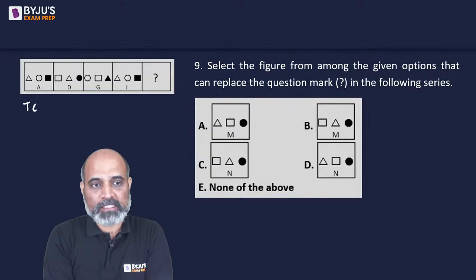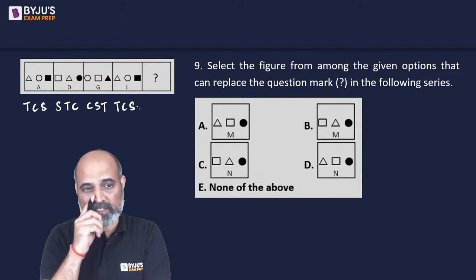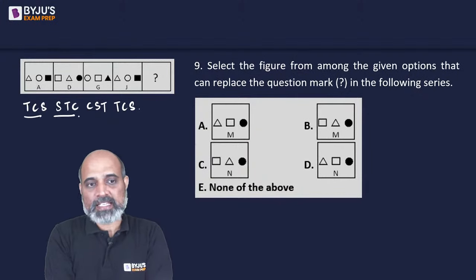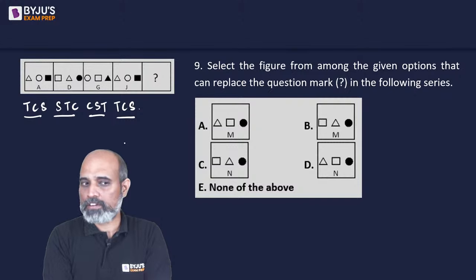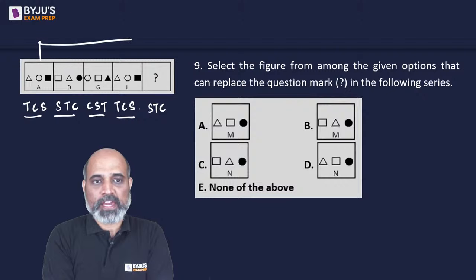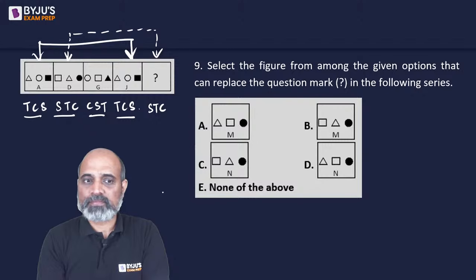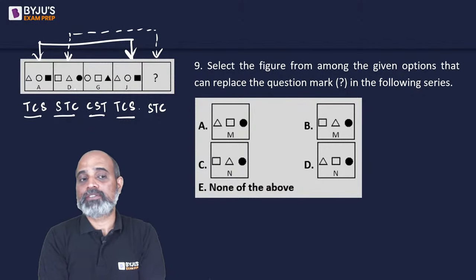So, we have a triangle, circle and square. Then we have square, triangle and circle. Then we have circle, square and triangle. And then we have triangle, circle and square, right? ये एक order चल रहा है. TCS, STC, CST, TCS. If we continue, we should have STC. In other words, if A and J, they repeat, so next time में D and the next figure should repeat, right? So यही figure दिखना चाहिए, D वाला.